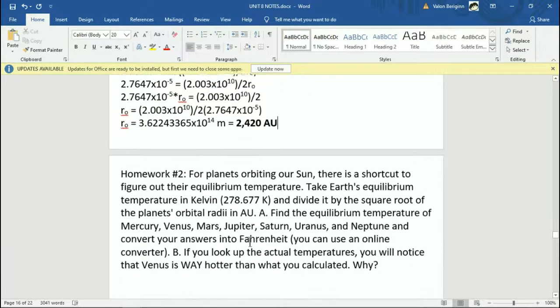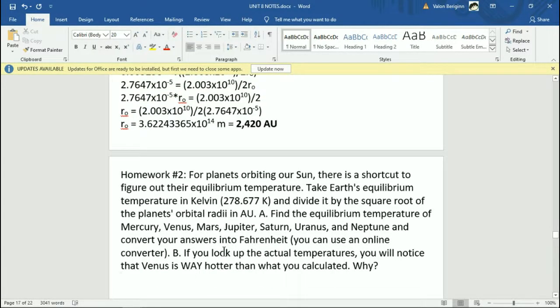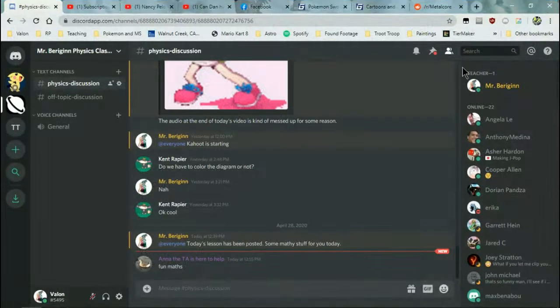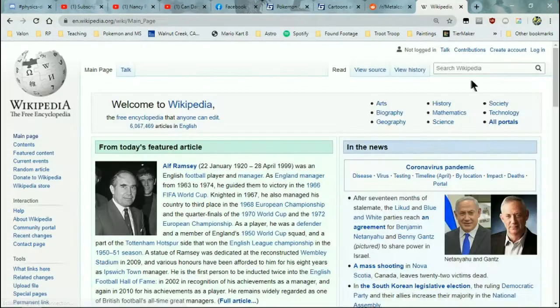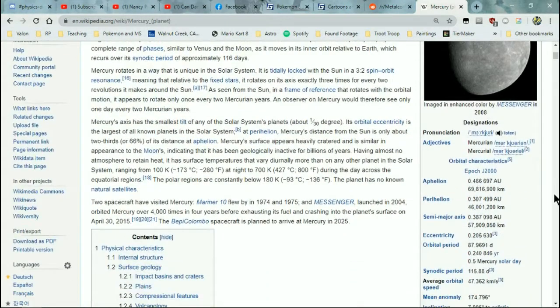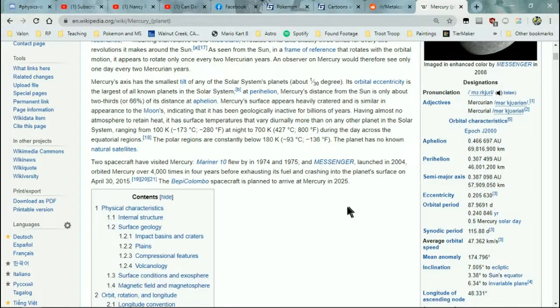So we have the AU of all of these planets, and we're trying to find the equilibrium temperature for them. Okay, so let's just quickly go through these. So Mercury, you're going to take the temperature of the Earth, 278.677, and divide it by the square root of the orbital radius in AU. So let's look that up. The number you want to use generally here is the semi-major axis, so 0.387.